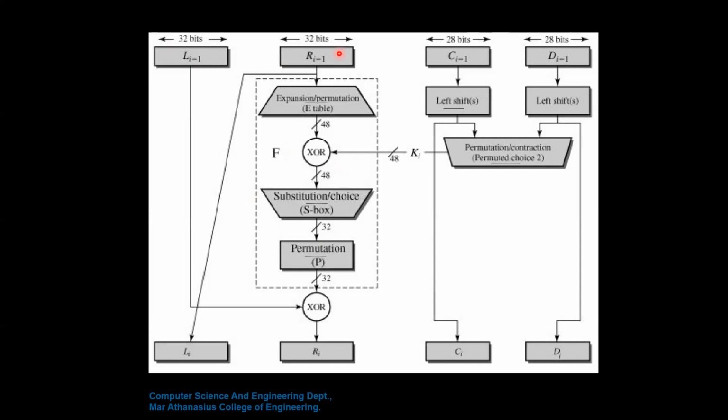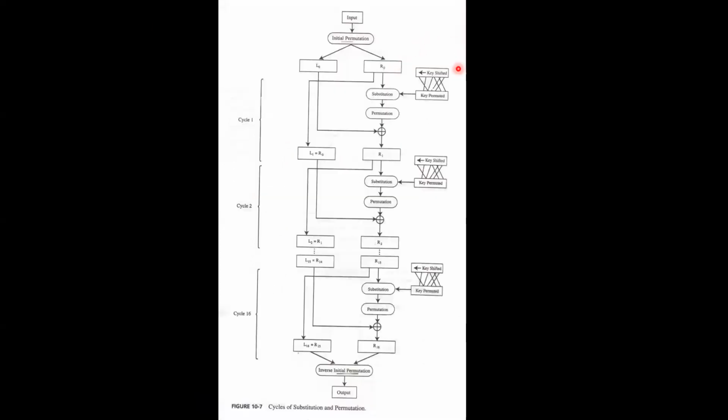And I told you, each round needs a subkey called Ki. So before going to the round, let's see how the Ki is generated. Now, the key that you get is a 56-bit key, even though we are providing a 64-bit key. I told you that all the 8 parity bits are deleted, making it a 56-bit key.